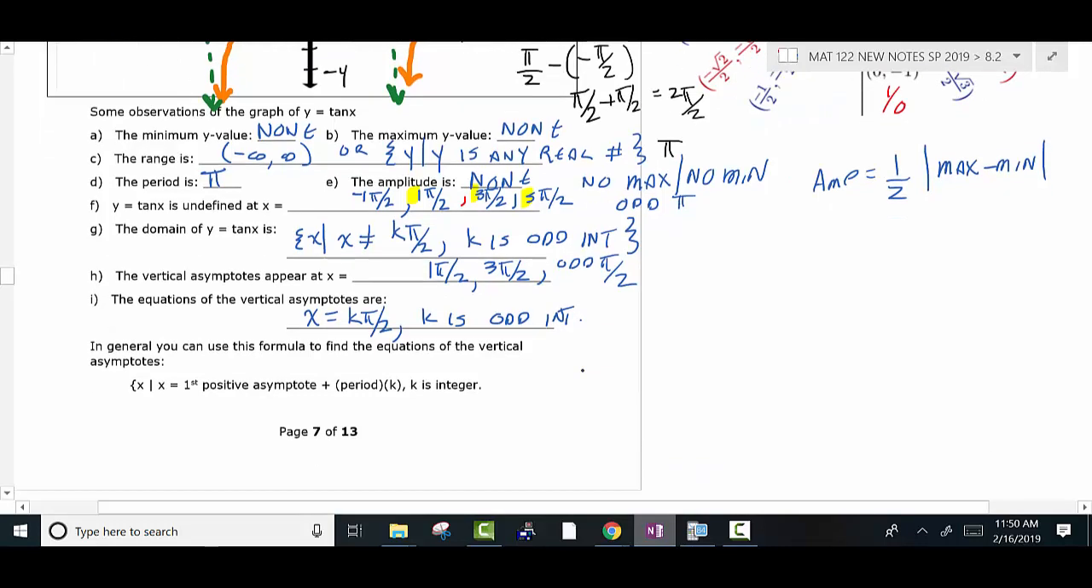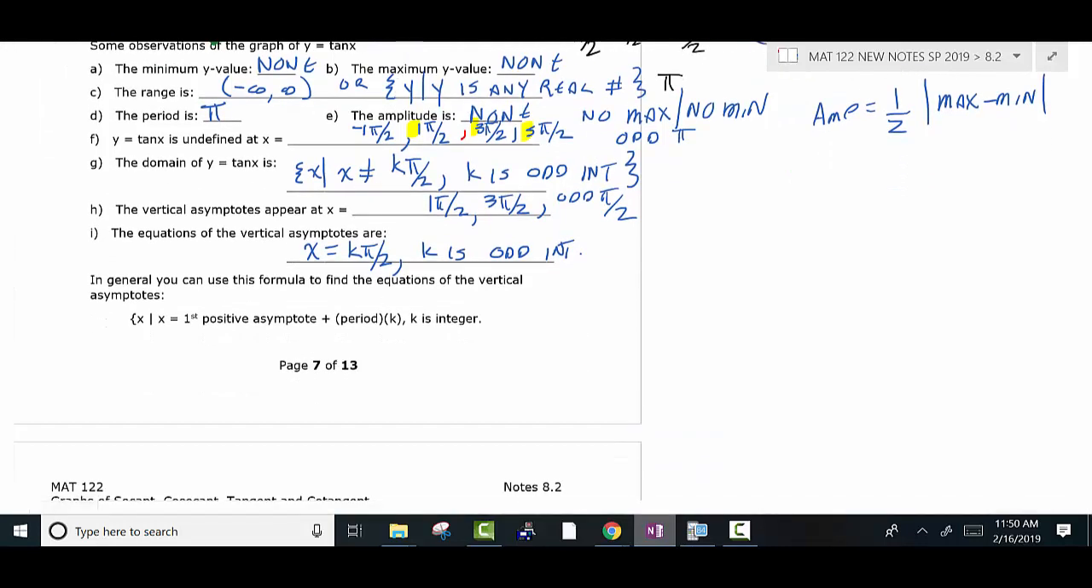You can also use this formula, which is a little bit different than it was for secant or cosecant. What I can have students do generally is pick an asymptote. I don't really care what asymptote you pick. I prefer you start with 0 or a positive asymptote.